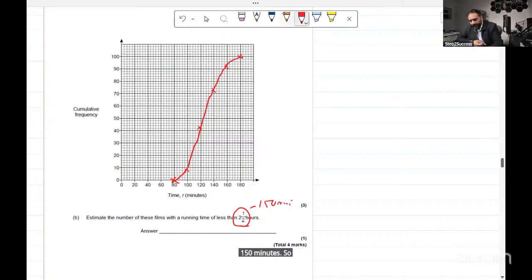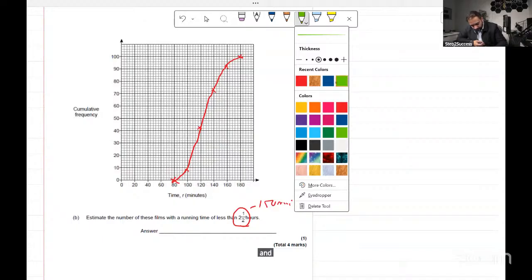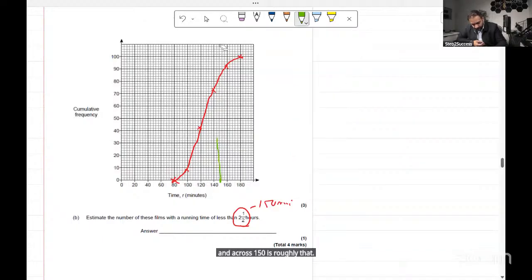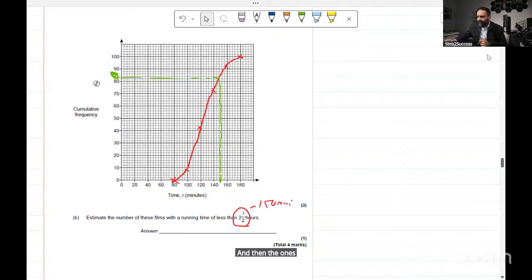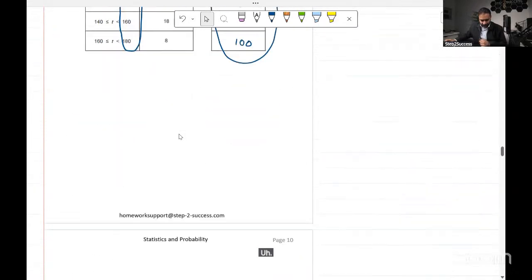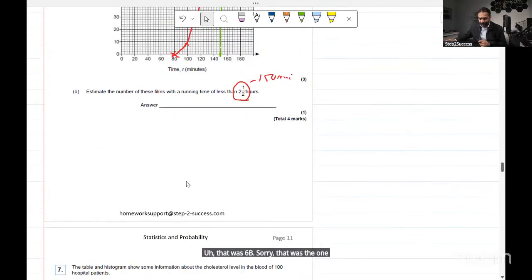So what I need to do is read up from 150 and across. 150 is roughly there. Use a ruler. And straight across. And that will be the value that you want here, because that's how many are less than 150 minutes. And then the ones beyond that are above it. That was 6B, the one I was doing. Seems to be done.